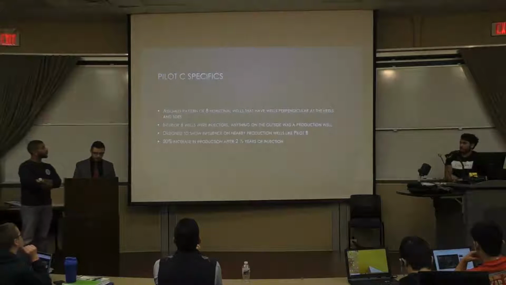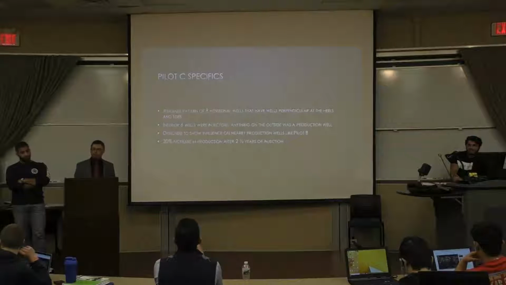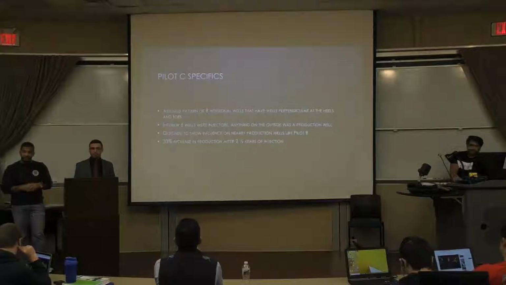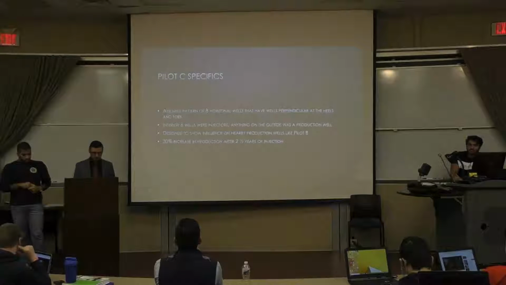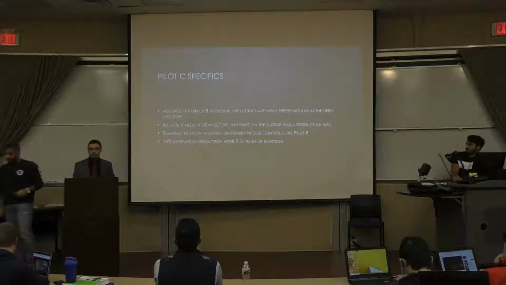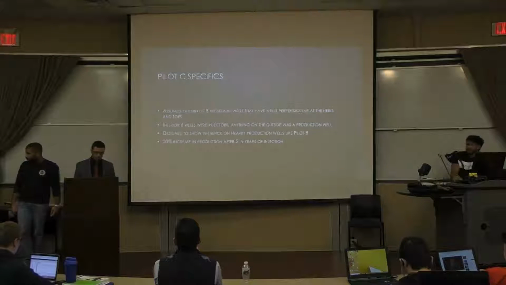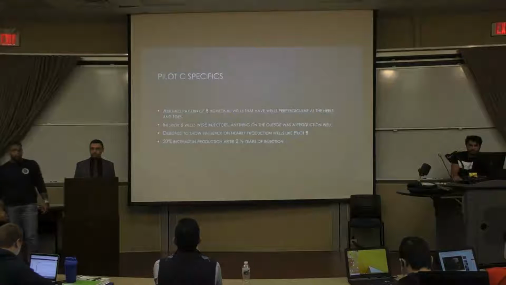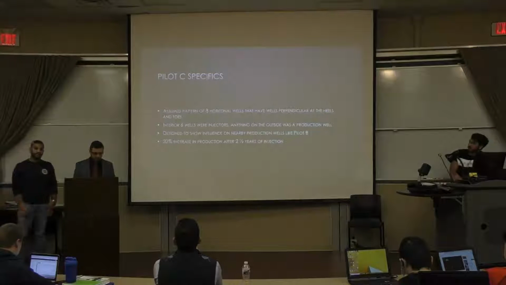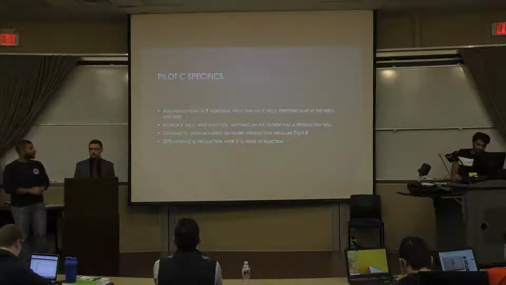For Pilot C, this one had 8 horizontal wells, with wells positioned at the heel and toe of all of those. The way they had it set up was the interior 6 were injectors, and everything that surrounded them would be the producers that they would monitor. It was also designed to show the influence on the producers, like Pilot B. It was injected for 2.5 years and yielded a 20% increase in production.